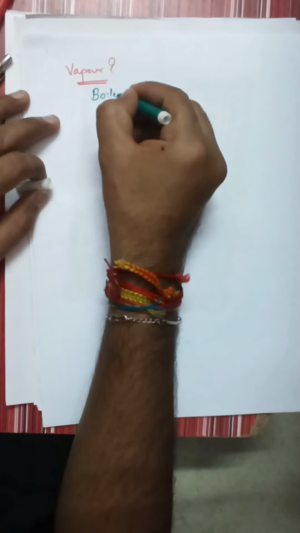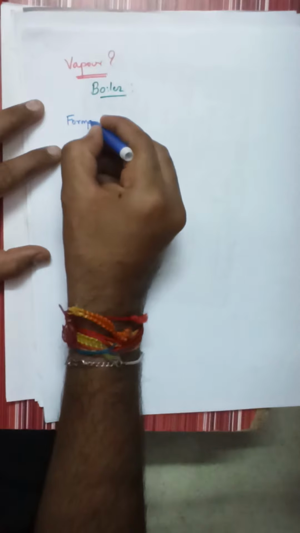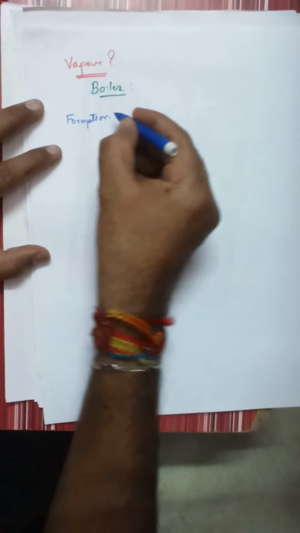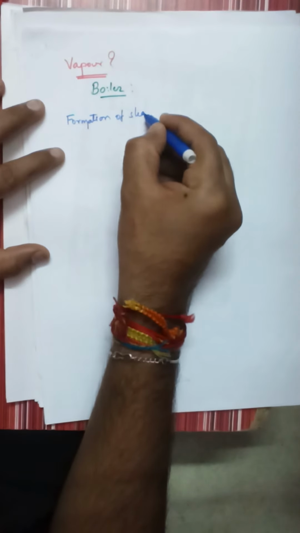So boiler is a device. It is a metallic device in which the generation of steam takes place, that is, from water to steam. So now, dear students, before going to applied thermodynamics, the next topic we will discuss is the formation of steam. This topic you people have studied in elements of mechanical engineering.